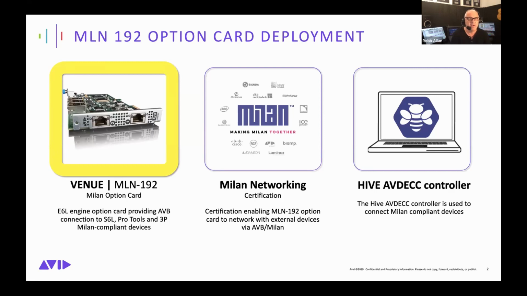Okay, great. So first off, this is about the MLN-192. It's a Milan option card. It's a way to stream AVB from the SXL out into the world, or between the SXLs themselves and off to third-party devices through switches. And so I'm going to start off here and say, so what is AVB?